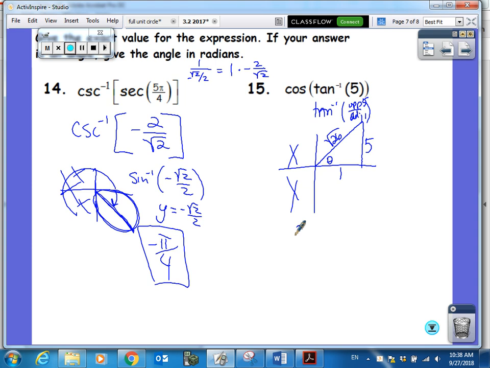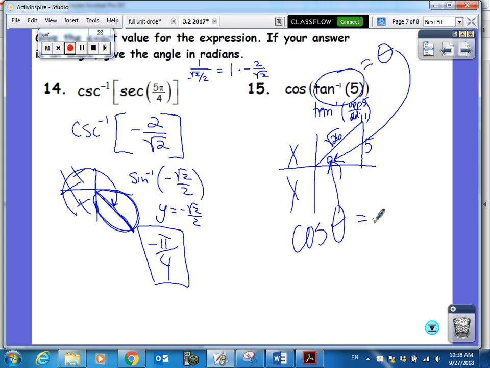So remember, we're looking for the cosine of this angle right here. This equals an angle. That angle we found. We don't know what it is, but it doesn't matter what it is. We're not looking for the angle value. We're looking for the cosine of that angle. So the cosine of an angle, we're back to adjacent over hypotenuse. So adjacent is 1, hypotenuse is root 26.